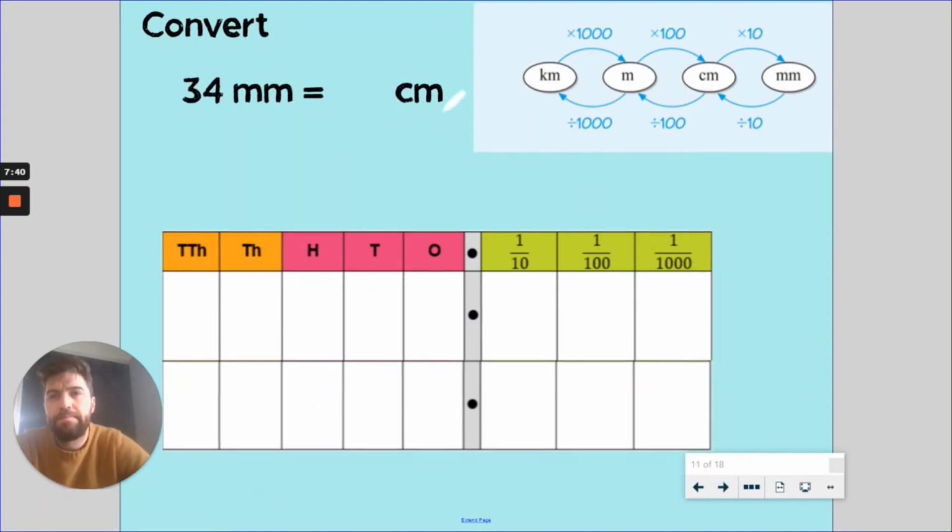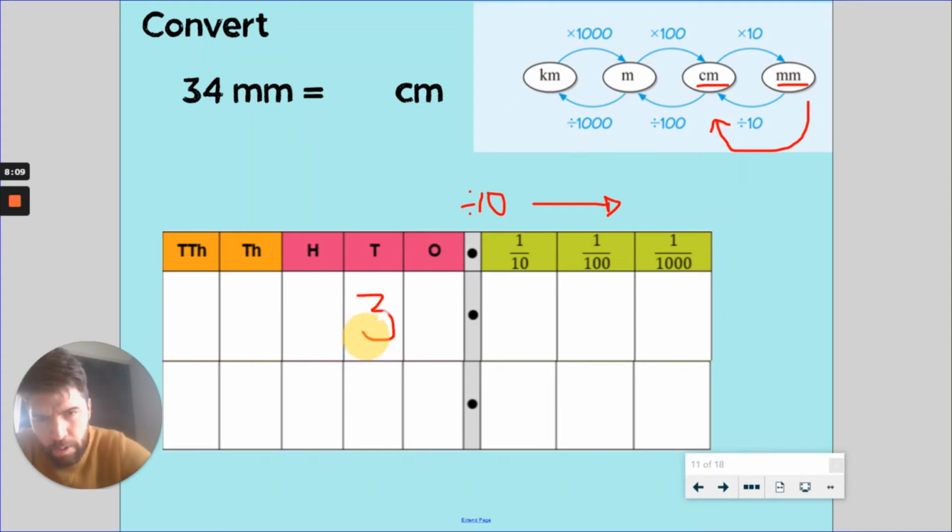Let's try another one. Now I'm going from millimetres to centimetres. So I'm going to identify here, going from millimetres to centimetres. Going in this direction, I'm going to divide by 10. Now divide by 10 tells me the number's going to get smaller. So I'm going to go in towards the tenths, the hundredths, the thousandths, into the little tiny parts because it's getting smaller. So starting with millimetres, 34, I'm dividing by 10.